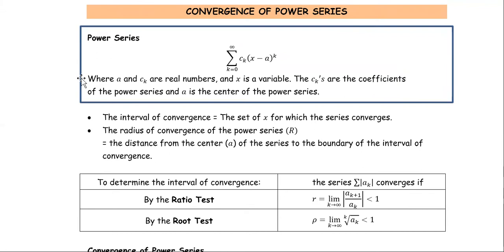Convergence of power series. Consider the power series in sigma notation of c_k multiplied by x minus a to the power k, where a and c_k are real numbers, x is the variable, c_k are the coefficients of the power series, and a is the center of the power series. Note the interval of convergence is the set of the x for which the series converges. The radius of convergence of the power series, using the notation r, is the distance from the center a of the series to the boundary of the interval of convergence.